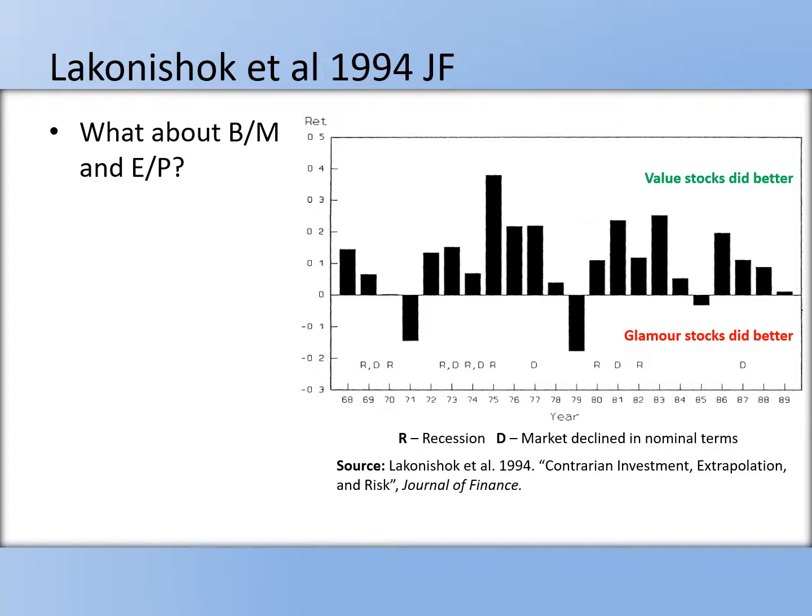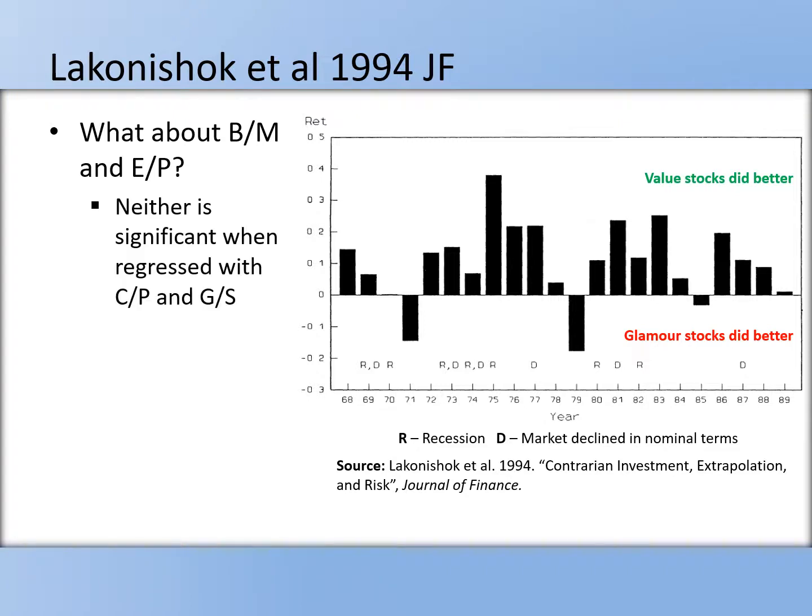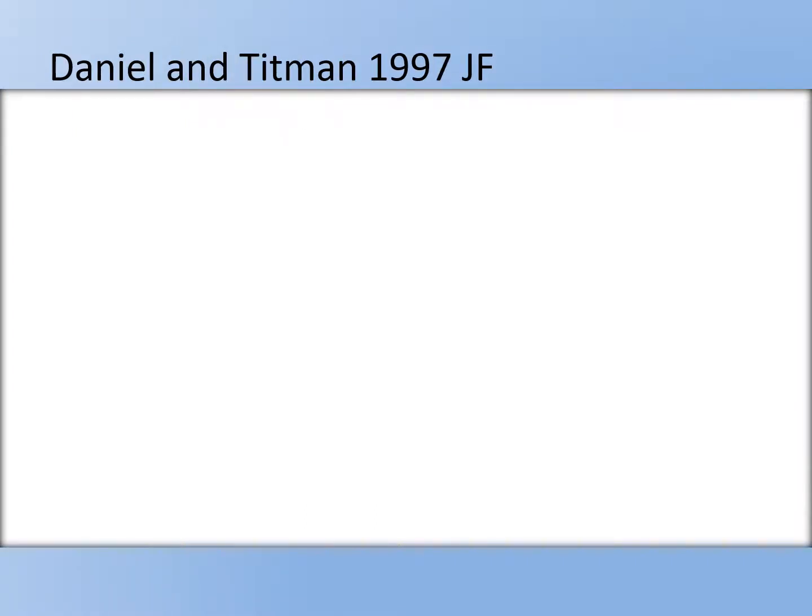In this paper, they also looked at book to market and earnings per share, but they find that these factors are insignificant when regressed together with cash flow over price and growth over sales, right? That's somewhat different from the findings of Fama-French, because Fama-French find book to market to be more significant than cash flow. Okay.